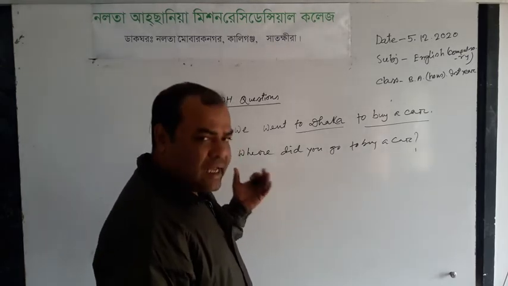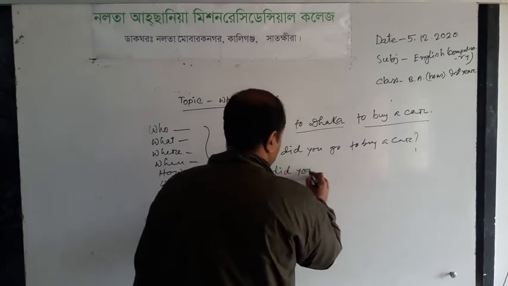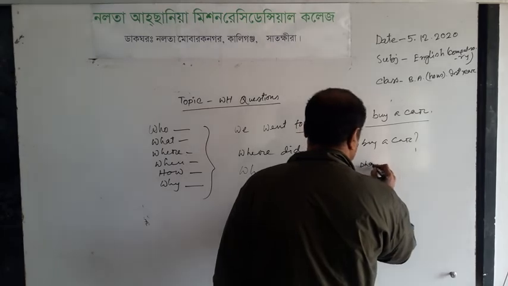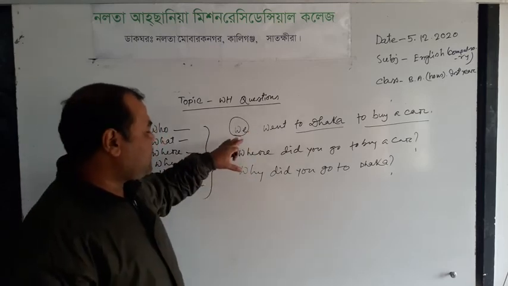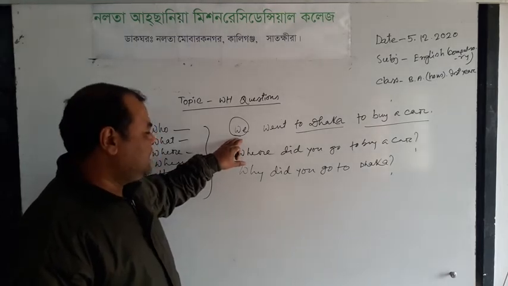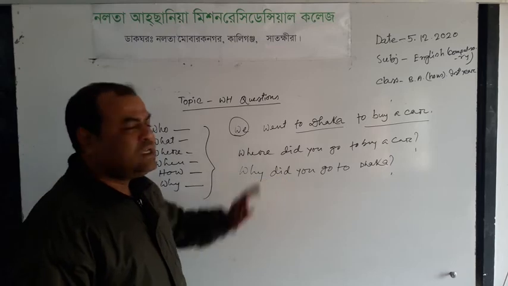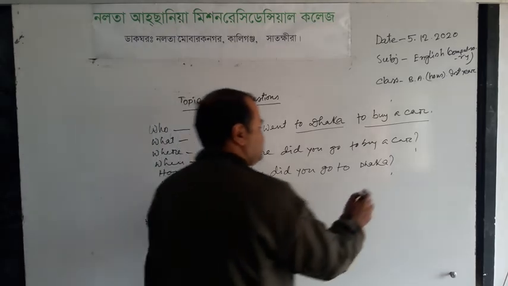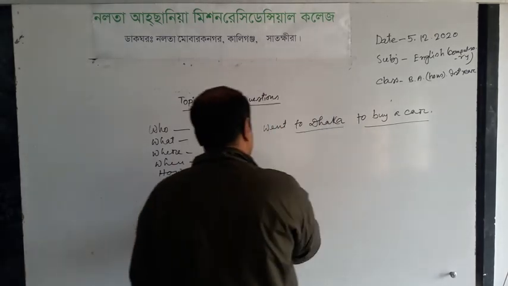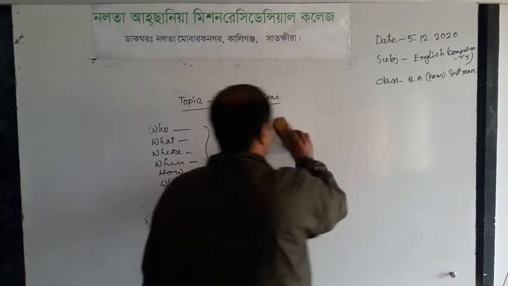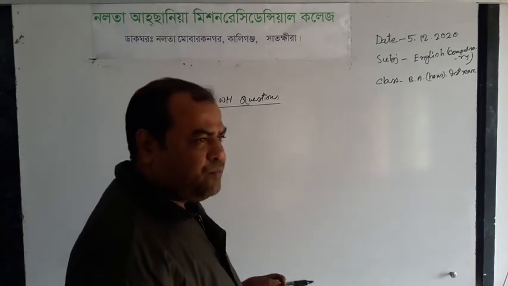We can also make another alternative question such as why? Why did you go to Dhaka? All the time, the first person used in an assertive sentence will turn into second person. Whenever you make any question, it will turn into second person. And you must put a note of interrogation after the sentence. As you know, for an interrogative sentence we always use a note of interrogation, otherwise it doesn't turn into interrogative. Okay?